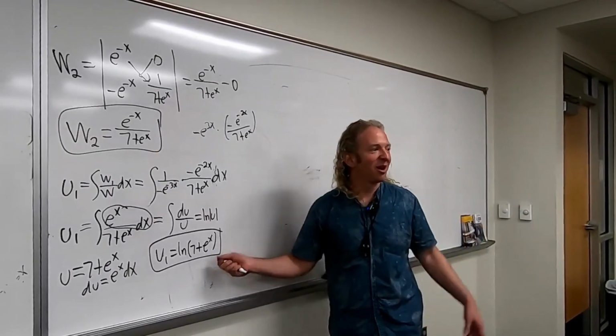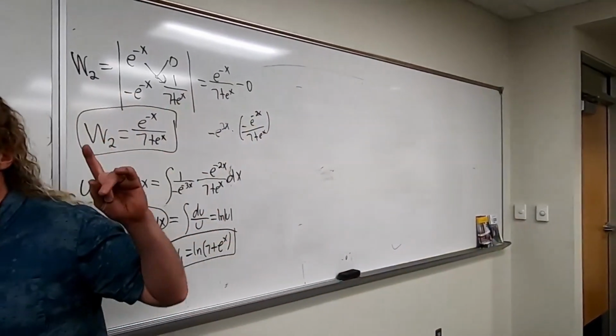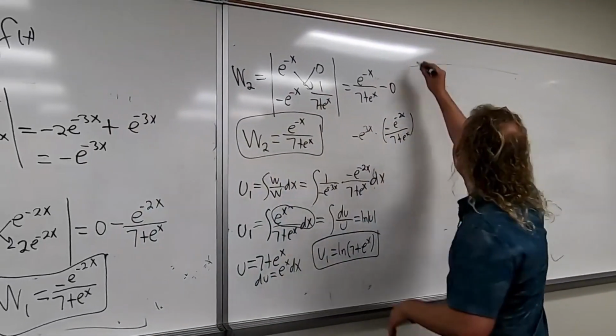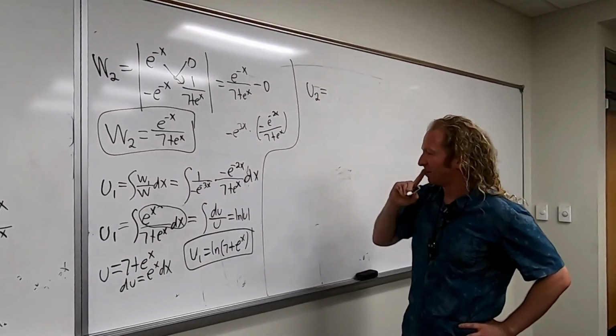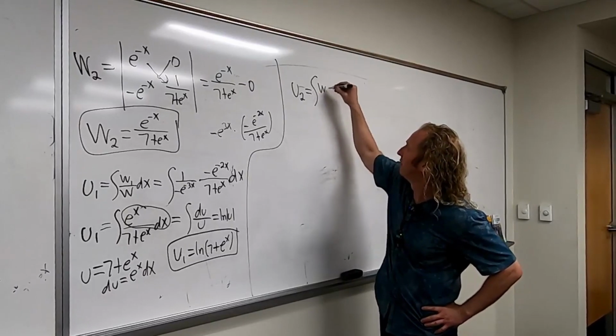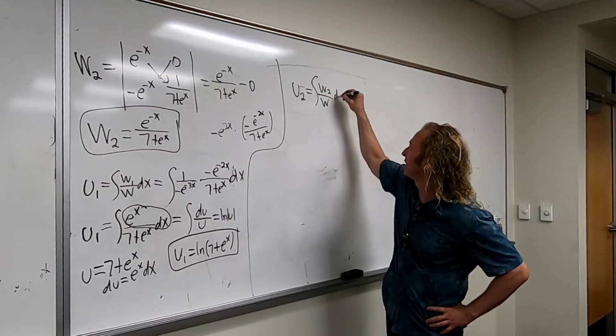So there's our U1. All right, now we got to find U2. So U2 will be W2 over W dx. Now I'm thinking about phones.